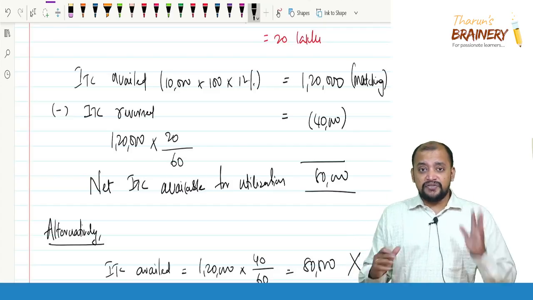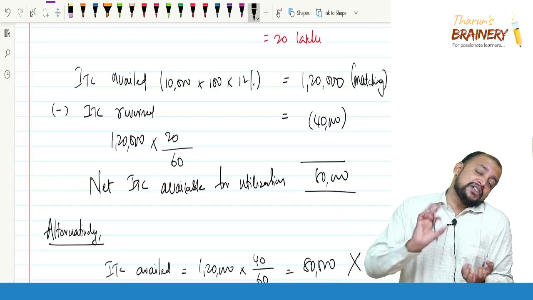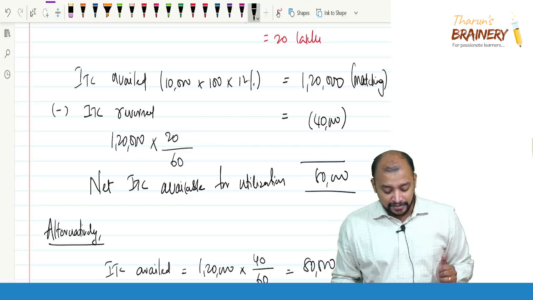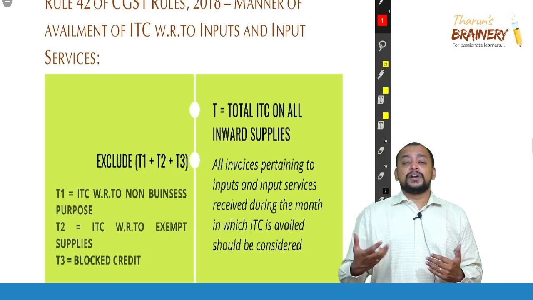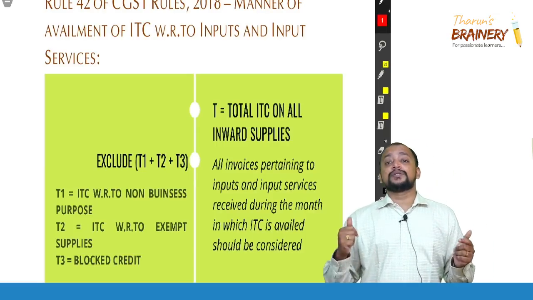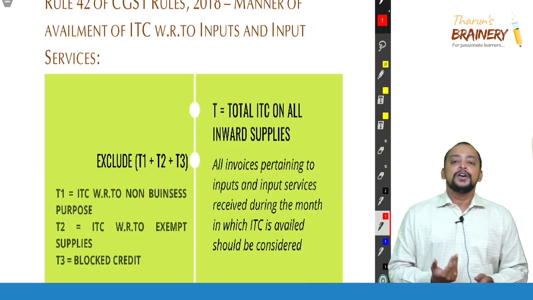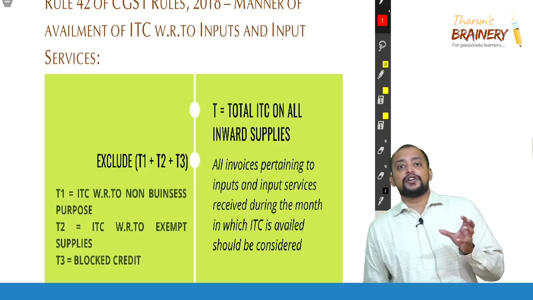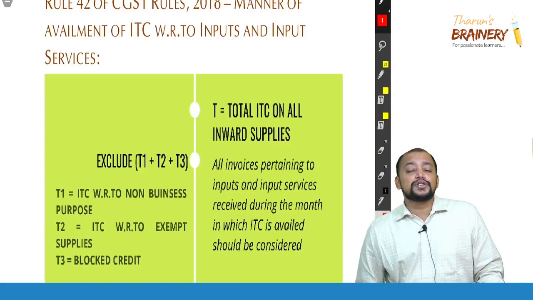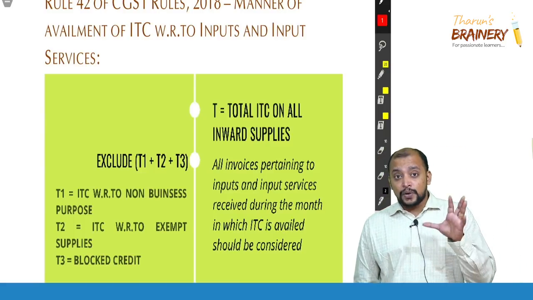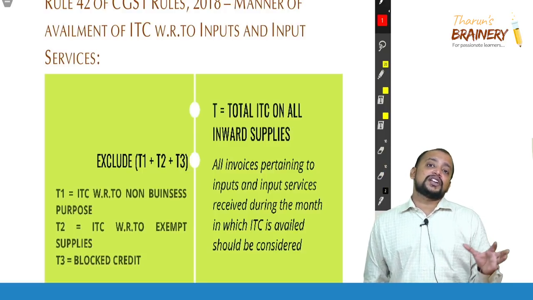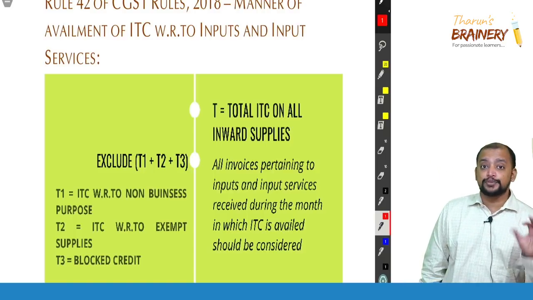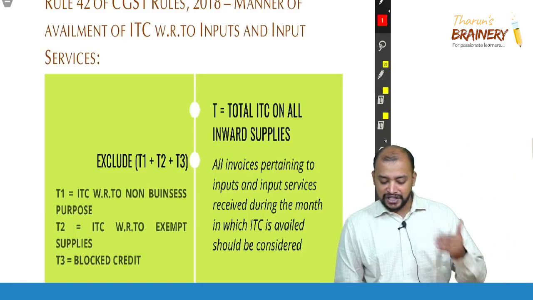So in GST, first we will take the total credit and then we will reverse the credit attributable to exempted supply. Now, we are moving on to how that credit will be availed and reversed in case of inputs, input services and capital goods. For inputs and input services, we follow rule 42. For capital goods, we follow rule 43. So now I am discussing rule 42, manner of availment and reversal of ITC in case of inputs and input services. What is it that we need to do?